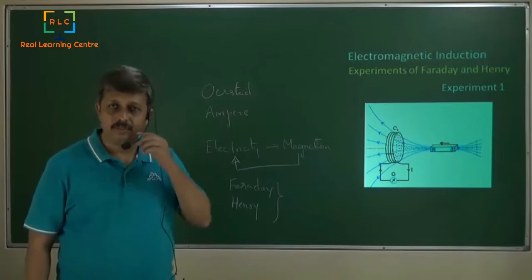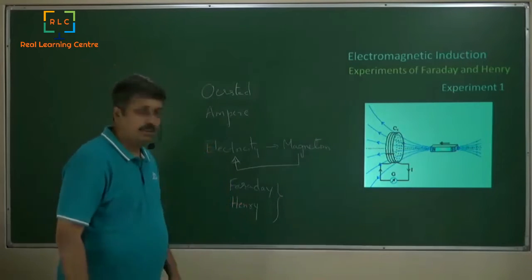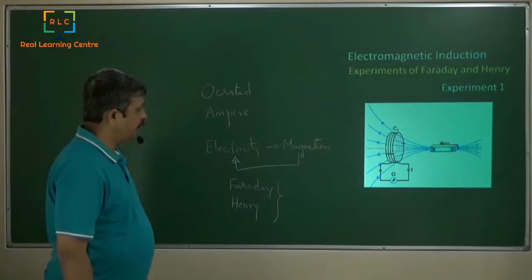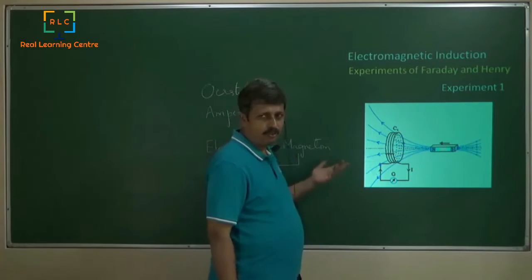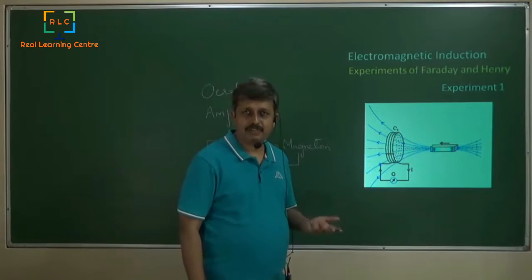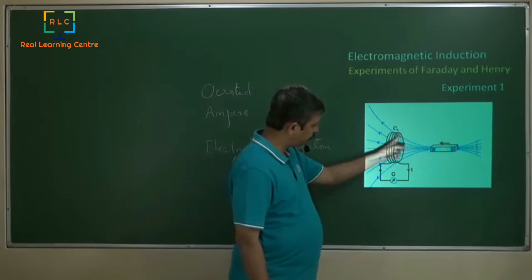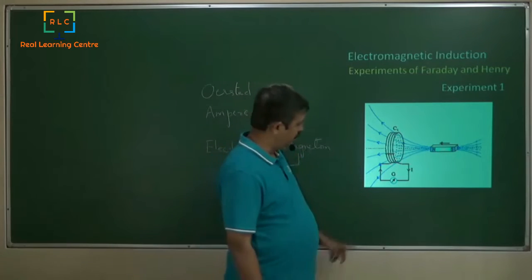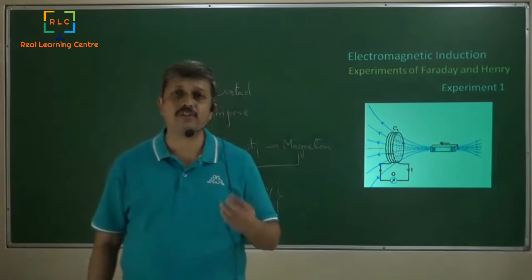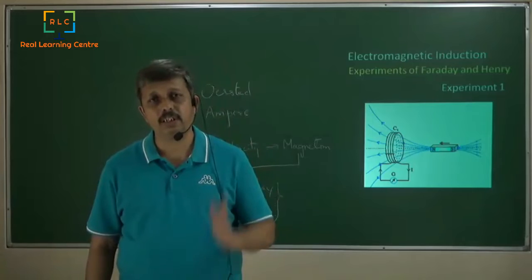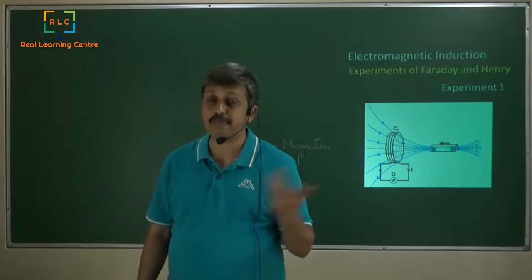They approximately categorized the three experiments. In experiment number one, both of them did this kind of experiment simultaneously, slightly differently though. So this is a coil, and this coil is connected to a galvanometer. A galvanometer is the device which tells you whether some small current is flowing; it will deflect, and you will come to know that yes, some current is flowing through that.